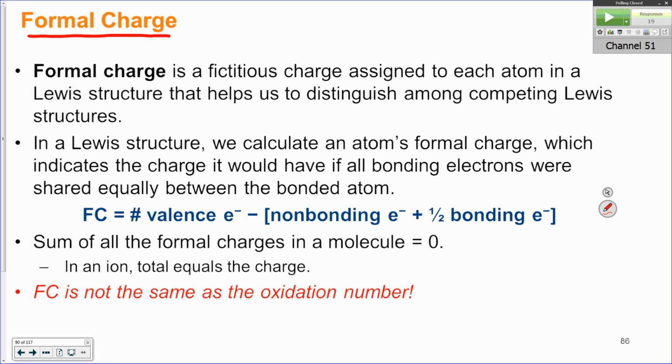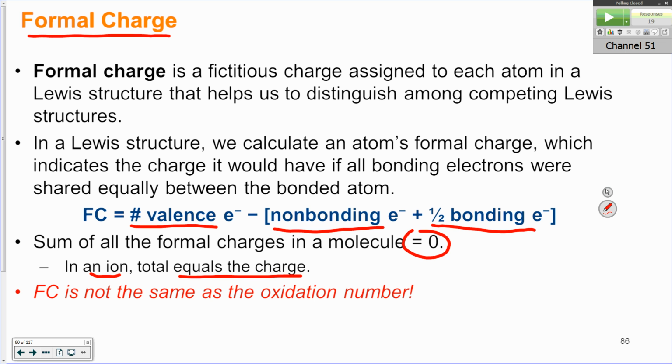Formal charge is a simple formula. It's the number of valence electrons less the number of non-bonding electrons less 1/2 the number of bonding electrons. If it's a neutral molecule, the sum of all the formal charges has to equal 0. If it's an ion, the summation of the formal charges has to equal the charge of that ion. And don't get formal charge confused with oxidation number.